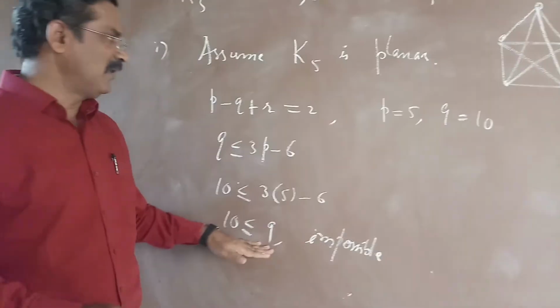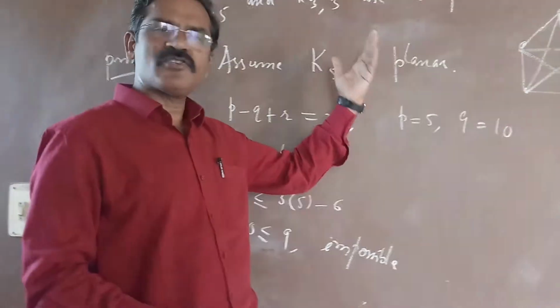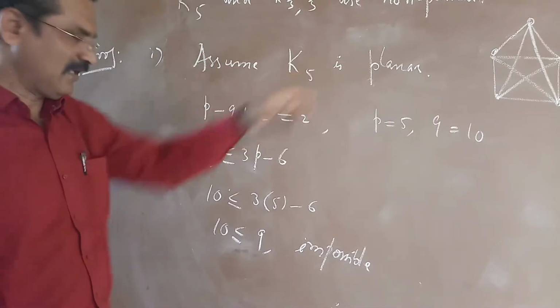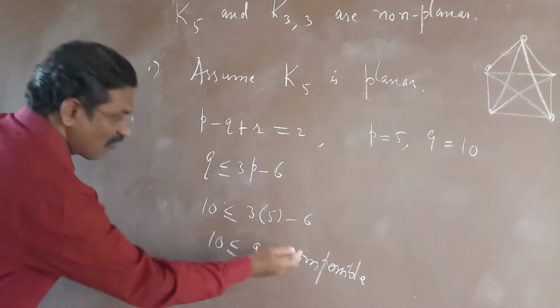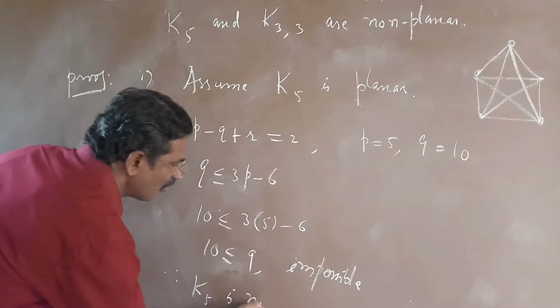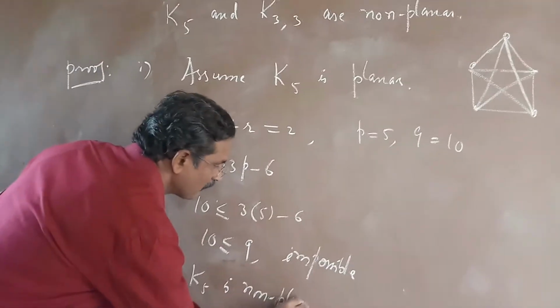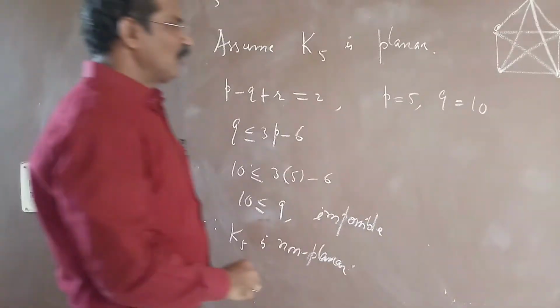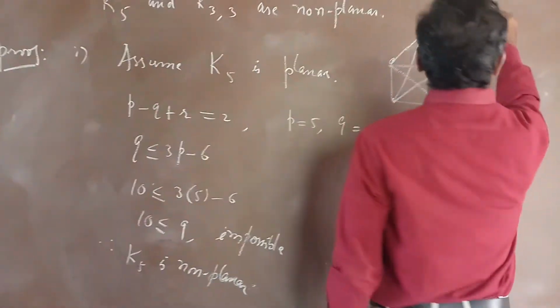When this is impossible, obviously K5 is planar is also impossible. It implies K5 must be non-planar. So therefore, this is a contradiction to our hypothesis. So K5 is non-planar. Now, similarly, we try to prove the other result, the second one.